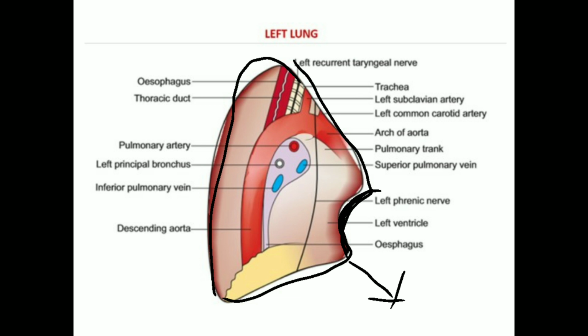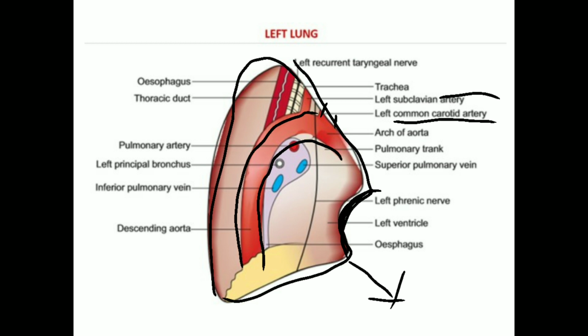Next, you can make out. First is the artery you draw, that is called as the arch of aorta, which will continue further as the descending thoracic aorta. Then you see the branches of arch of aorta here, they call a left common carotid artery, left subclavian artery.